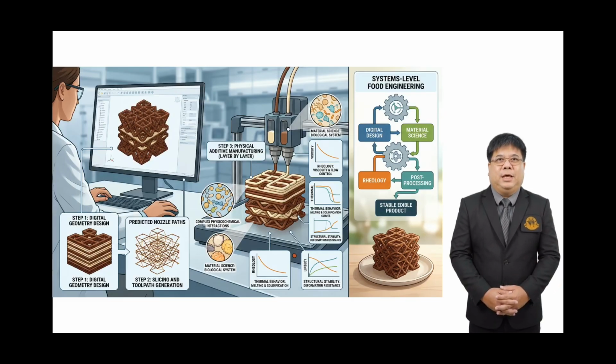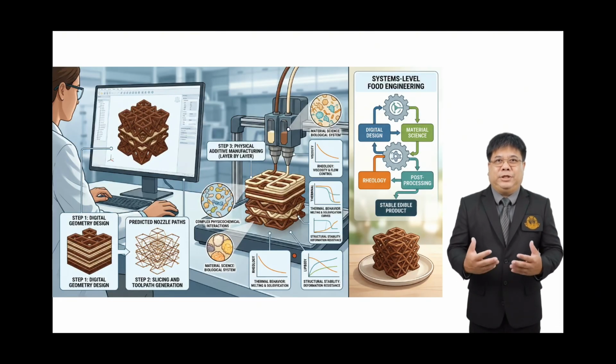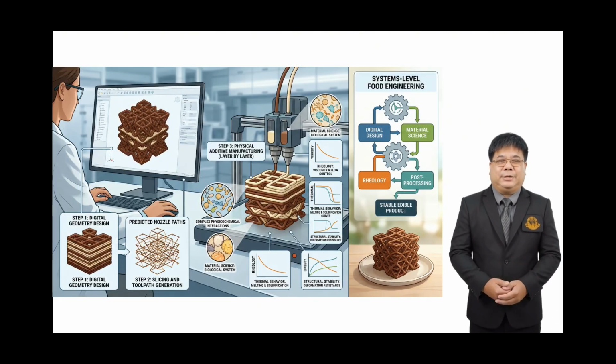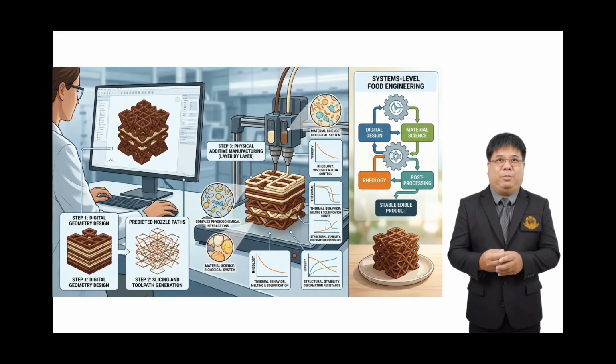But in food systems, the challenge is much more complex because, unlike plastics or metals, food is not an inert material. It is a multi-component biological system whose flow, deformation, thermal behavior, and structural stability are governed by complex physico-chemical interactions. That is why three-dimensional food printing is not simply about making decorative shapes. It is a systems-level food engineering process in which digital design, material science, rheology, and post-processing must work together to create a stable, edible product.